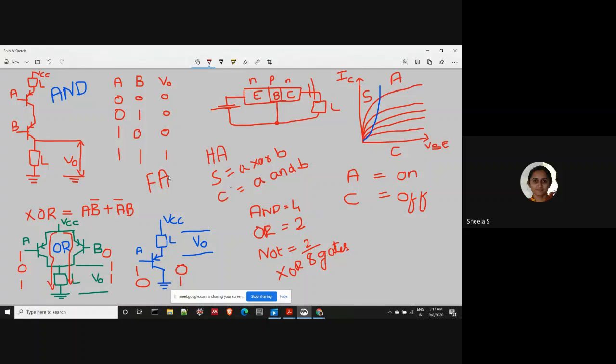So for every AND operation 2 transistors and for every OR operation 2 transistors. So as a result we need totally 10 transistors to calculate carry, and to calculate sum we need 2 XOR operations. So we need totally 16 transistors. So totally how many transistors? 26 transistors are required for only 1 bit full adder.